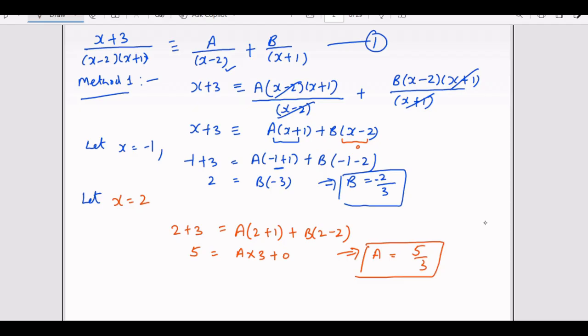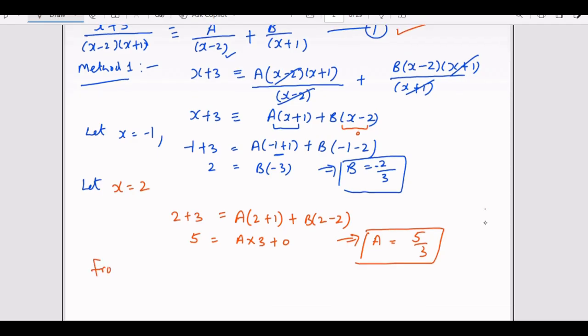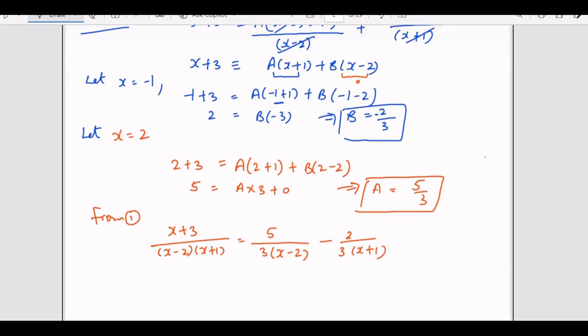Now we can substitute this into equation 1. So from 1, what do we have? From 1 we will have (x plus 3) over (x minus 2)(x plus 1) equal to a over (x minus 2). A is 5 over 3, so it can be written as 5 over 3 times (x minus 2). Then b is negative 2 over 3, I write here, and we have x plus 1 like this. So this is our final answer.